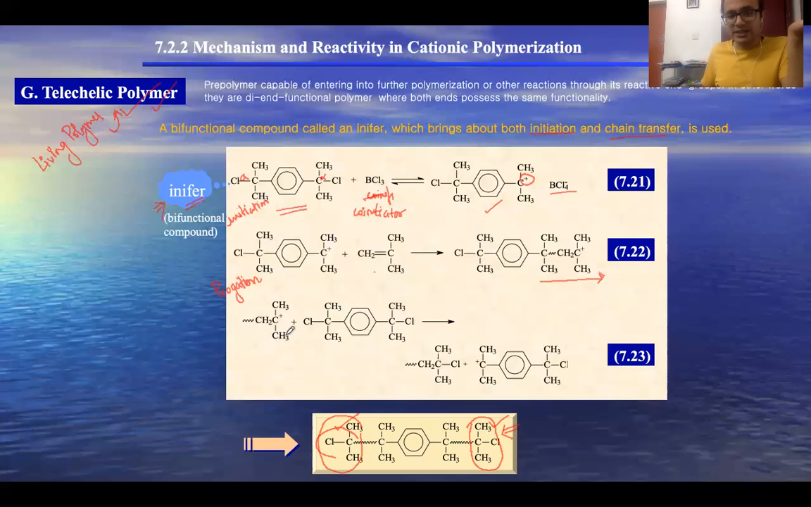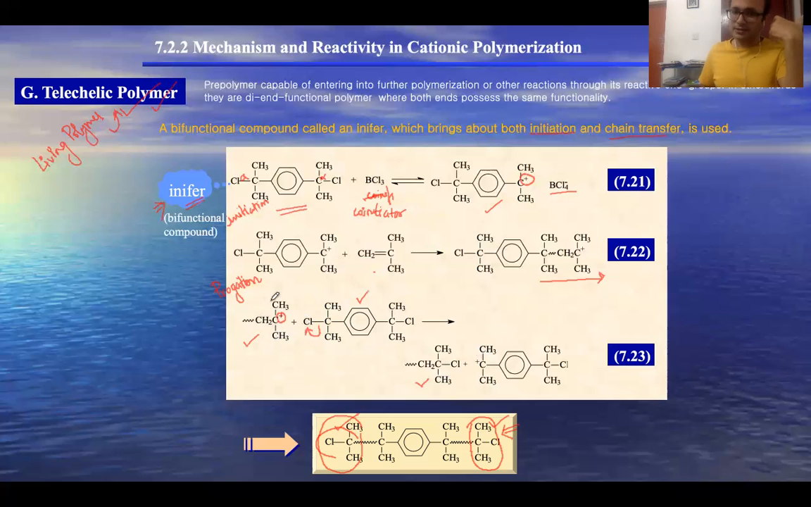Now the third step: basically what is happening is this propagating chain kind of loses a proton, or it transfers its reactivity. That means it will lose its cationic character. How does it lose its cationic character? Rather than losing a proton here, it will accept a chloride ion from this Inifer molecule, the bifunctional molecule, thereby getting deactivated, or terminated, in the process.